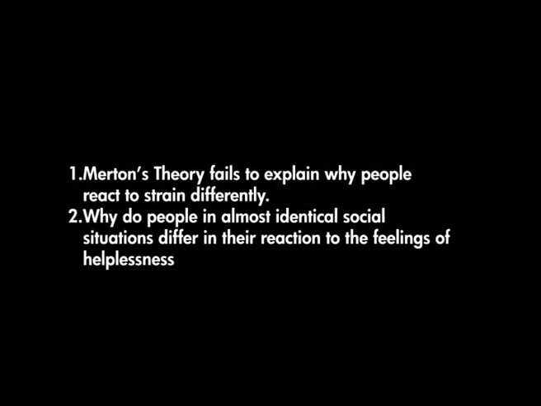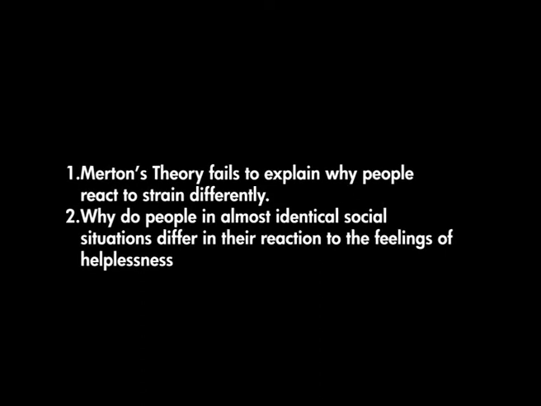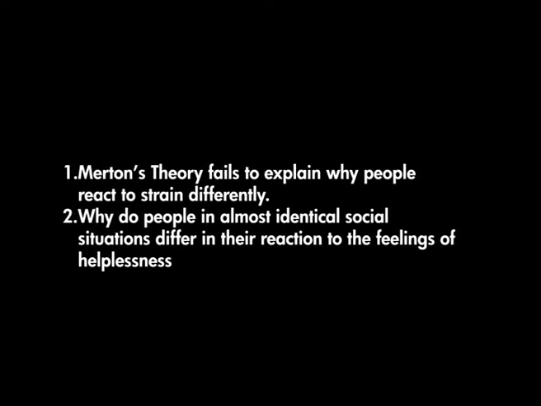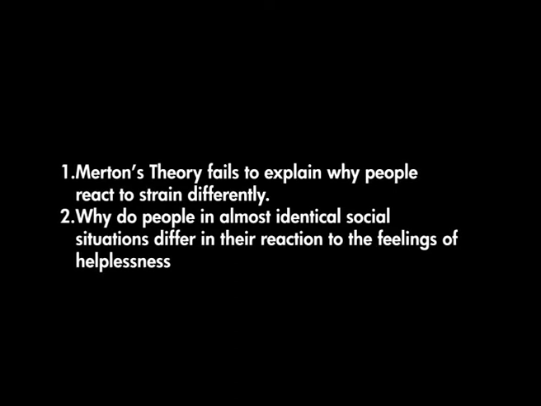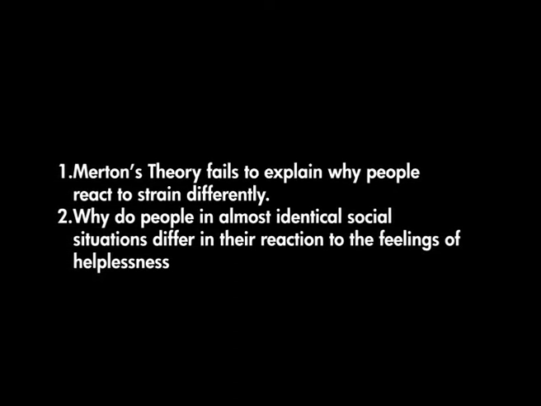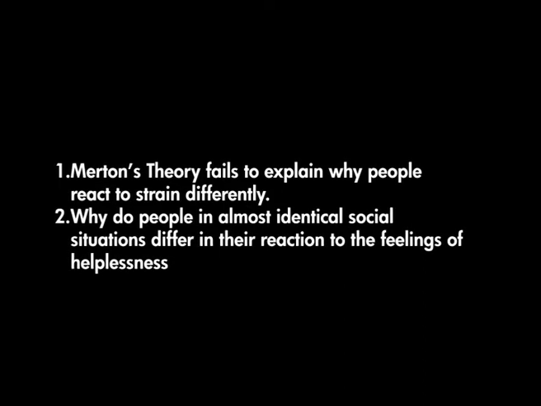The most important criticism of Merton's theory is that it fails to explain why people react to strain differently. Why do people in almost identical social situations differ in their reaction to the feelings of helplessness? Even after his death, the debate on Merton has continued. Among those who have pursued this anomie theory is the study of crime and delinquency. One of the major criticisms has been what truly constitutes legitimate means or opportunities. Does provision of equal opportunities actually limit crime rate?